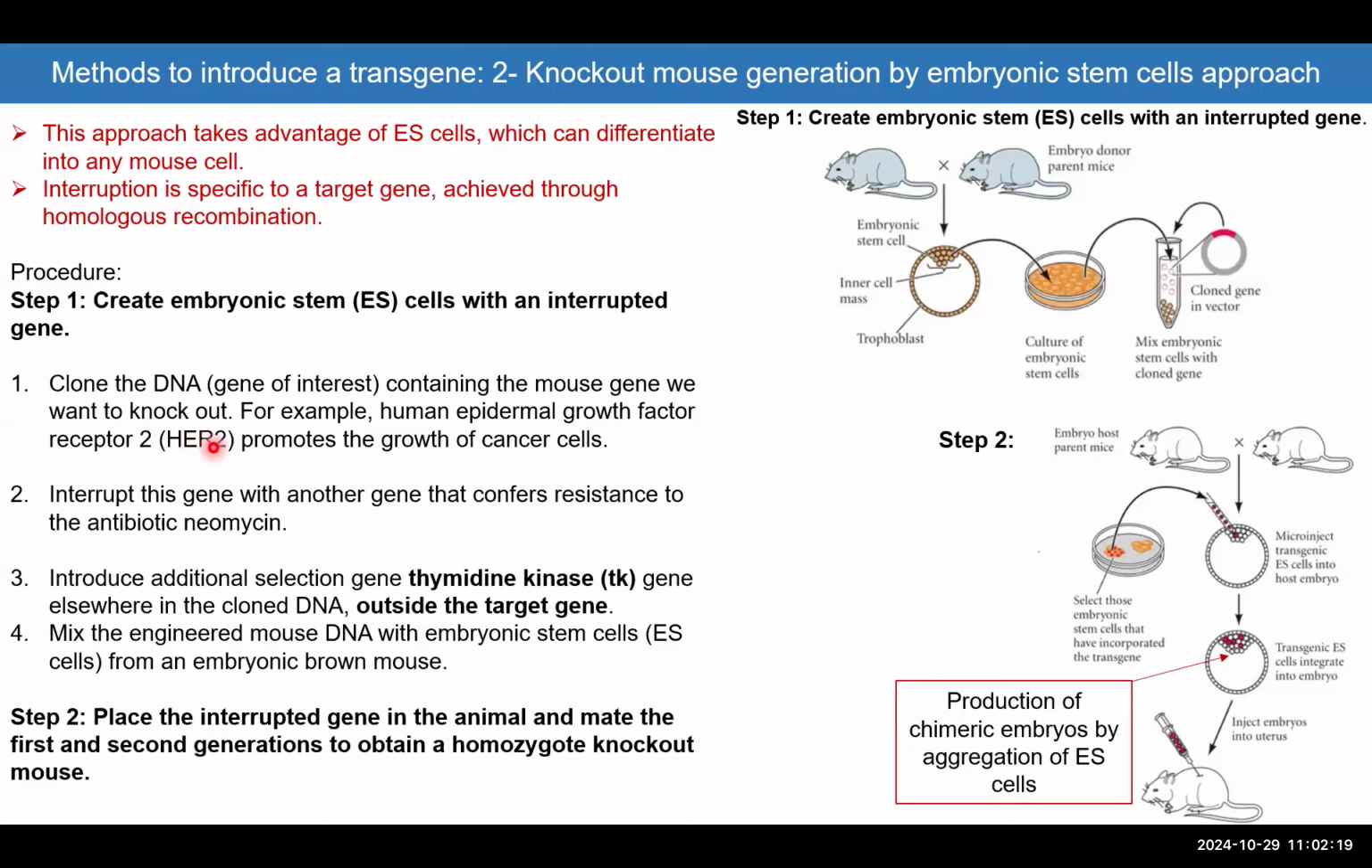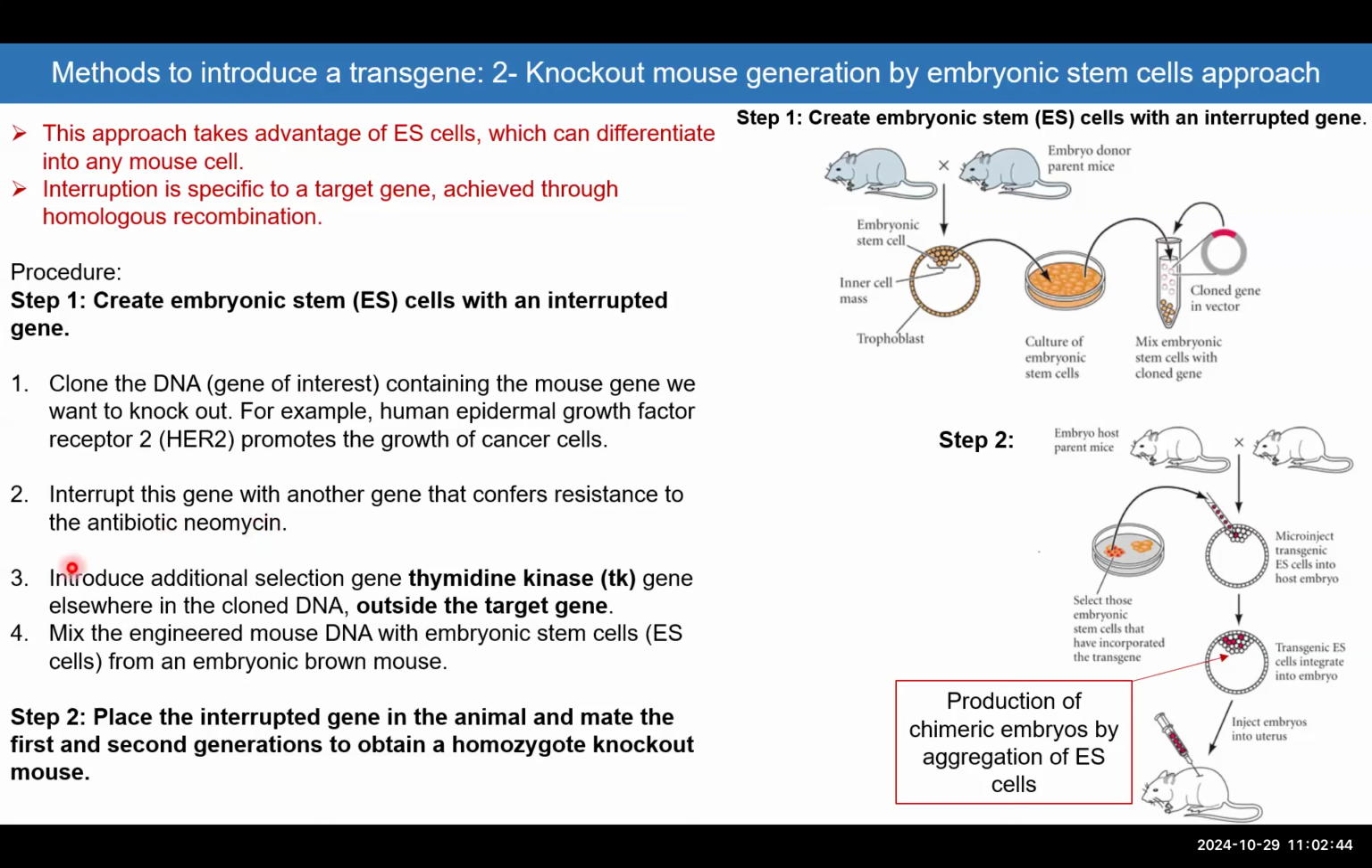For example, the HER2, we know that it causes cancer, and we want to know, for example, if we remove it from a mouse, would we have less cancer or less tumor generation in that mouse? We have to interrupt the gene by using the neocassette, which is conferring resistance to antibiotic neomycin.